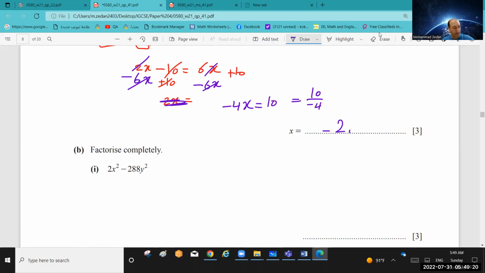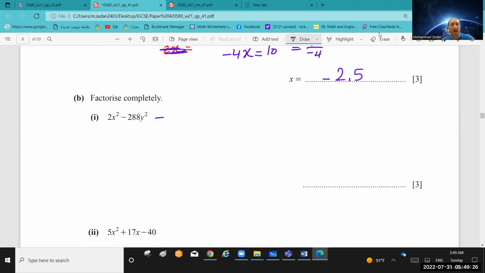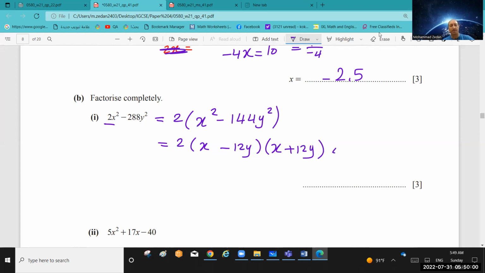Negative 2.5. And after that, factorize completely. First of all, in all types of factorization, try to take a common factor first. The common factor between 2x squared and 288y squared is only 2. We don't have x as a common factor. So divide each term by 2. You have x squared minus 144y squared. And the expression inside the bracket can be factored as a difference of two squares. The square root of x squared is x, minus the square root of 144 is 12y, multiplying by its conjugate x plus 12y. And this is the answer.